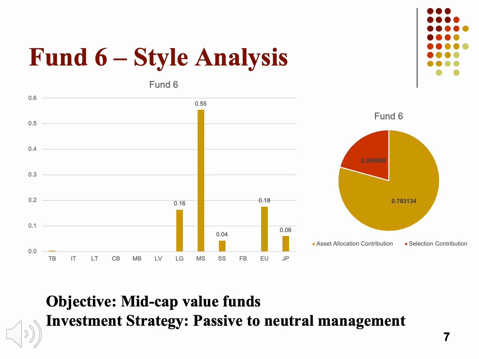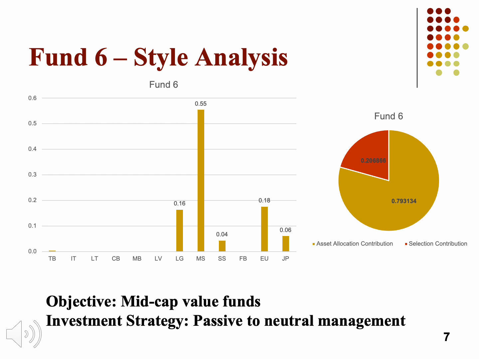For Fund 6's style analysis, we can see a quite passive to neutral management, with 55% going to mid-cap value funds, 16% going to large growth funds, 4% going to small cap value funds, 18% going to the European fund, and 6% going to the Japanese fund. Right off the bat, we can see the emphasis on the mid-cap value fund, meaning that we will be analyzing the fund using the Fama-French three-factor model on the next slide.